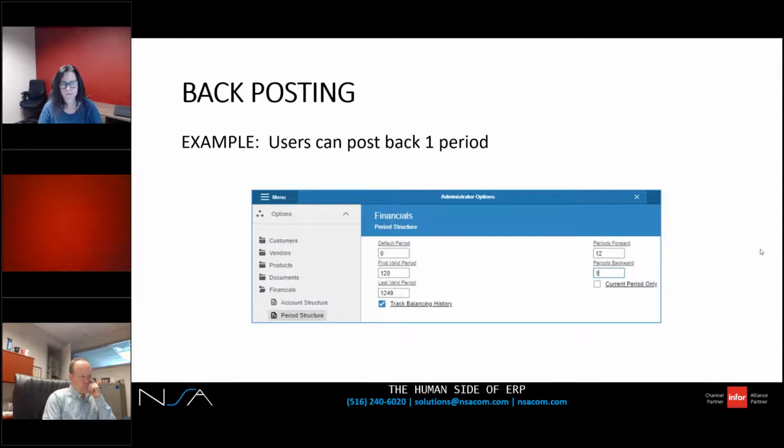You would want to make sure that if those were changed, first of all, that you log out and back in for those administrator option changes to take effect. If you need to back post greater than 12 periods, contact NSA or whoever your support is for the instructions on how to get through that. But that does happen from time to time.